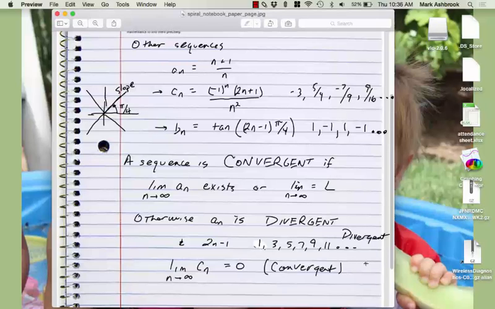Okay? What about Bn? Convergent or divergent? Does the limit as n gets very large exist? Do our values get closer and closer and closer to a finite value? No, they just keep bouncing back and forth. So the limit does not exist. Divergent.